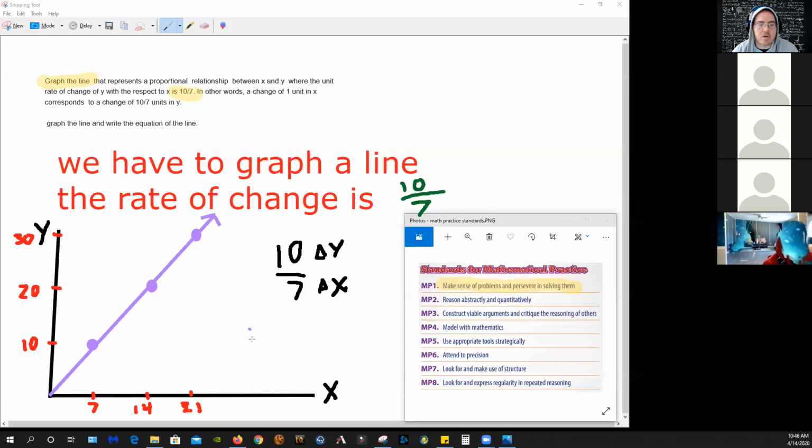So you'll have something like that on your graph. So it's going up 10 and over 7. I'm not sure if there's any other context given, but if I were to give this some sort of context, like for every 7 minutes you make 10 phone calls at some call center or something like that.